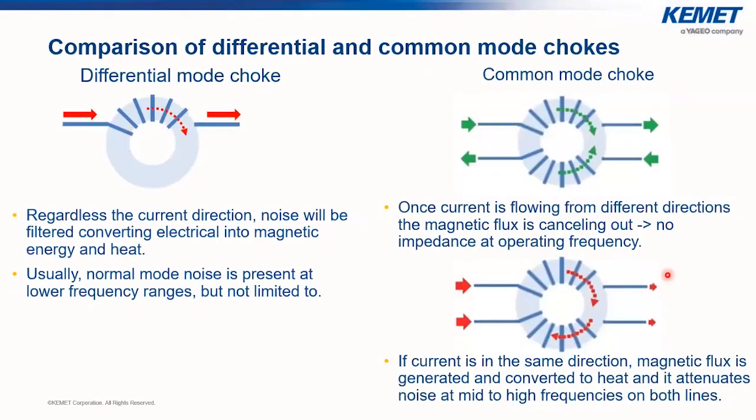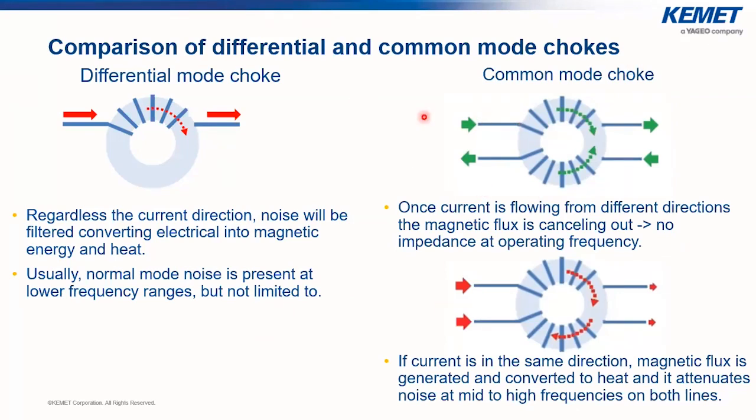Okay, so let's start speaking about the other part of the components that can be used in these applications. So magnetics, chokes. What is the difference between a differential and a common mode? First of all, for differential, we only see a single wire that is wound to the core, so we only have two pins. So regardless of the current direction, the noise will be converted into magnetic energy and heat. Usually the normal mode noise is present at lower frequency ranges than common mode noise, but is not limited to.